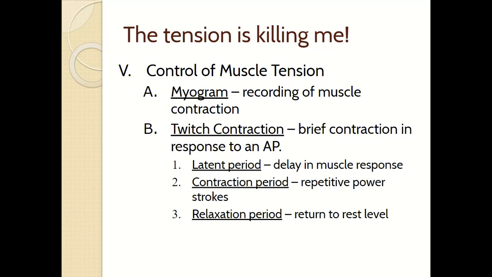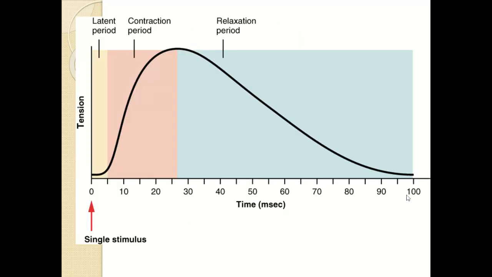The latent period is when there's a delay in the muscle response. From the time that we have the action potential to the time the muscle starts to contract is the latent period. The contraction period is when we have the power strokes happening inside of the sarcomere causing the muscle to contract, and the relaxation period is the return.